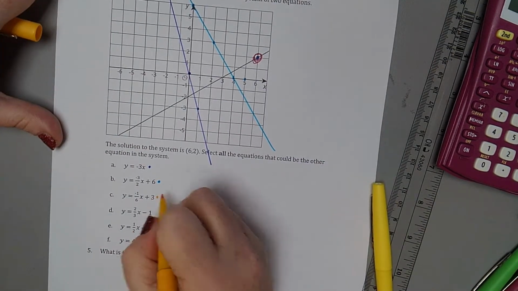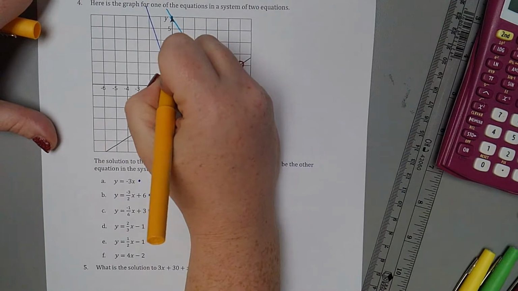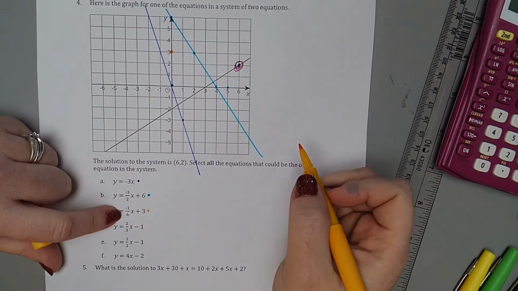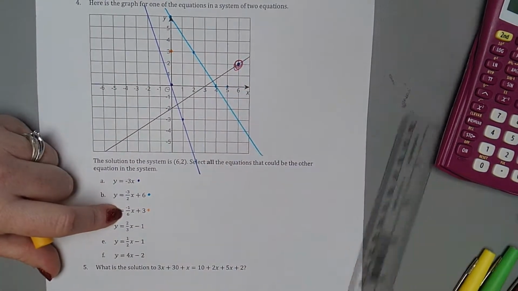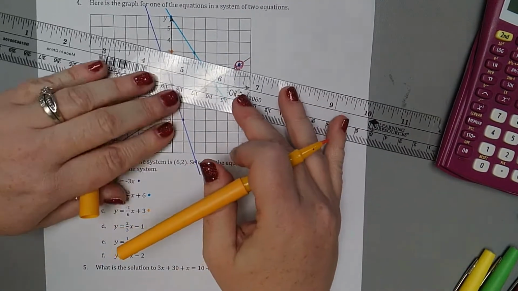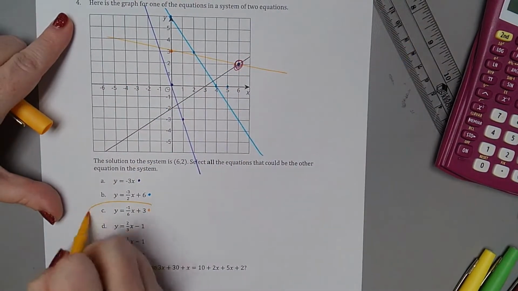Next, I have this kind of color. My y-intercept is 3, and my slope is down 1 over 6. So down 1 over 6. Right through that point. So this is one.